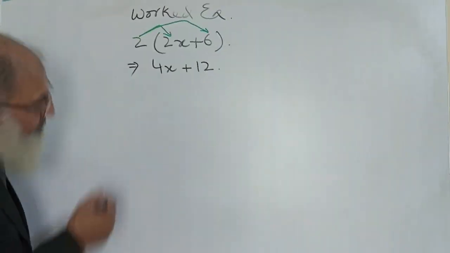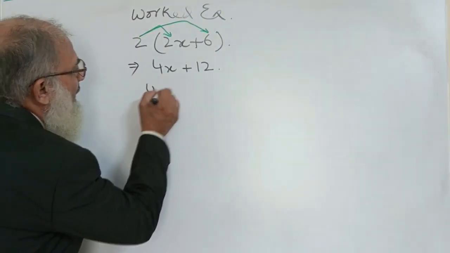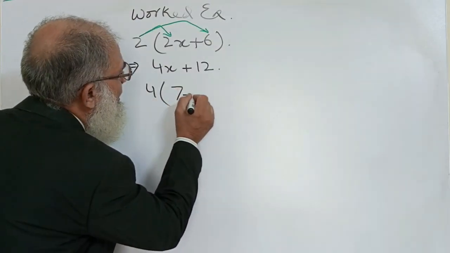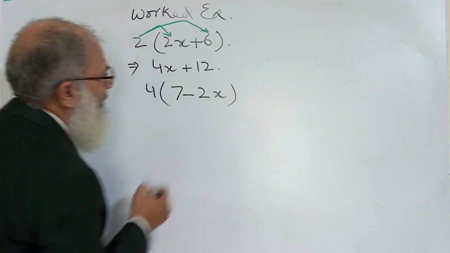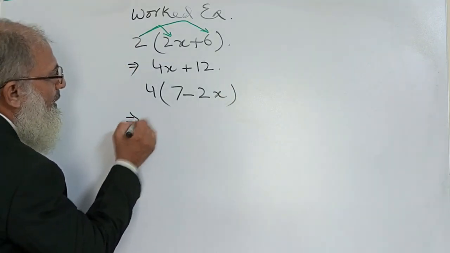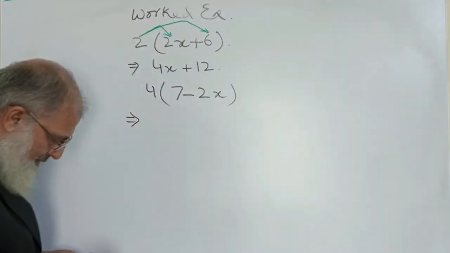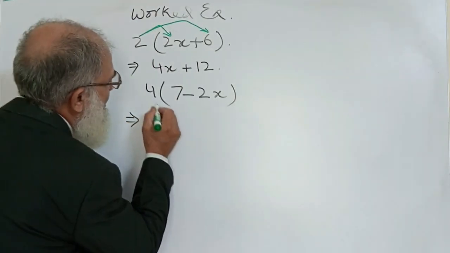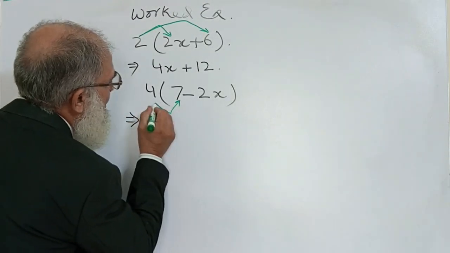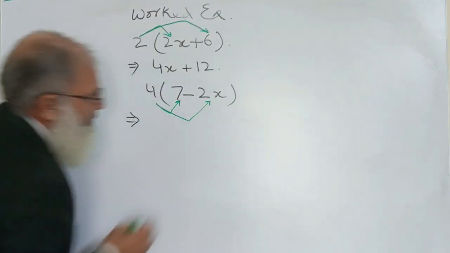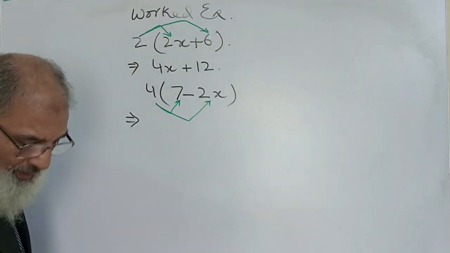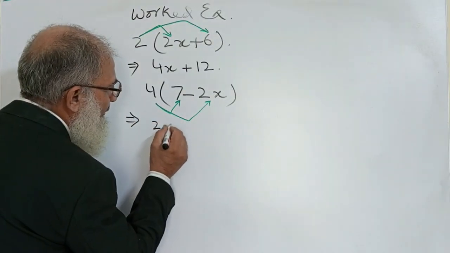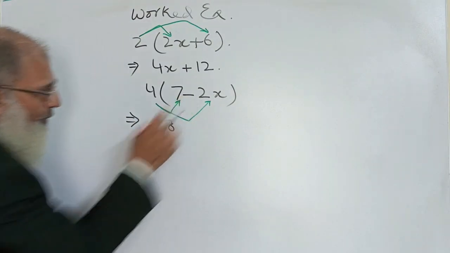Now similarly, there is an example: 4 multiplied by the bracket 7 minus 2x. Now again for this we have to multiply this 4 with 7, and this 4 with 2x. Okay. Now 4 sevens are 28. Now follow the minus sign.